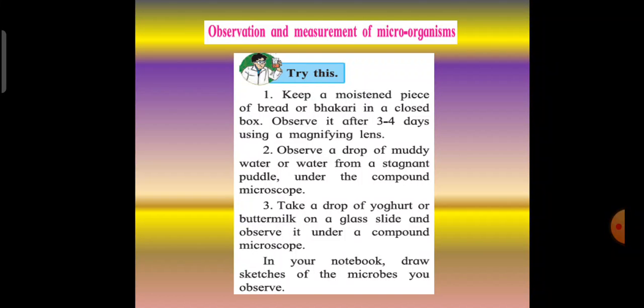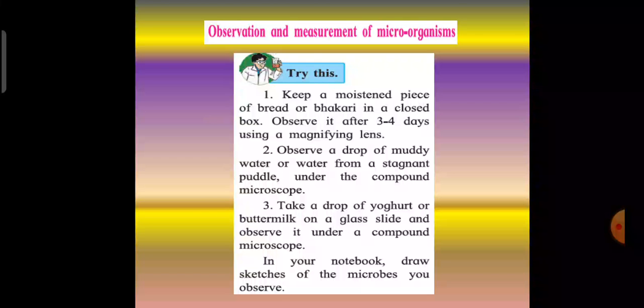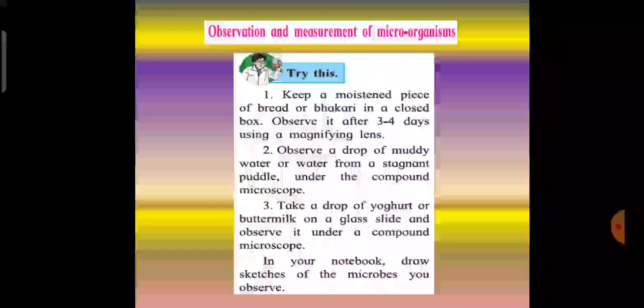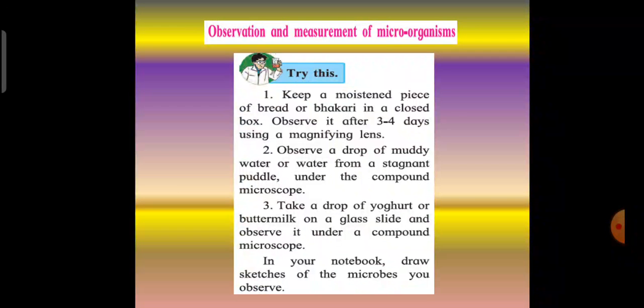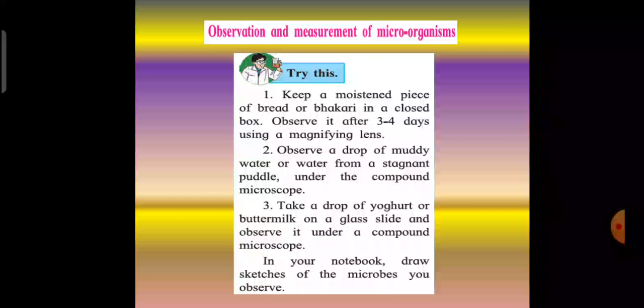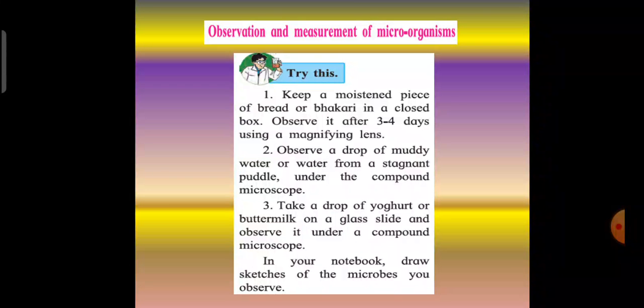Observation and measurement of microorganisms. So keep a moistened piece of bread or bhakri. This activity all of you can perform at home. Just sprinkle a few drops of water on a quarter of a chapati, keep it in a closed container, take a plastic container so that you can observe the result since it is transparent. Observe it after 3 to 4 days.